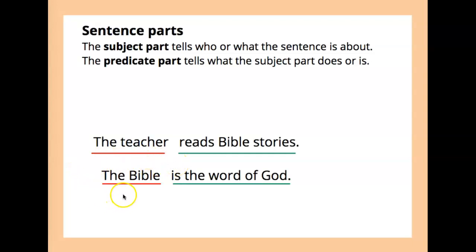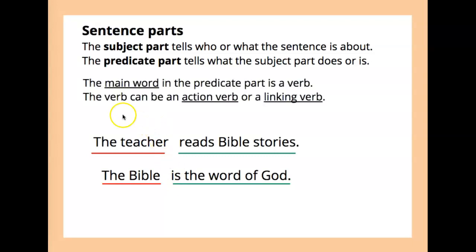In the second sentence, the Bible is the Word of God. The Bible is the subject part because the sentence is about the Bible, and is the Word of God is the predicate part because it's telling us that the subject, the Bible, is the Word of God.